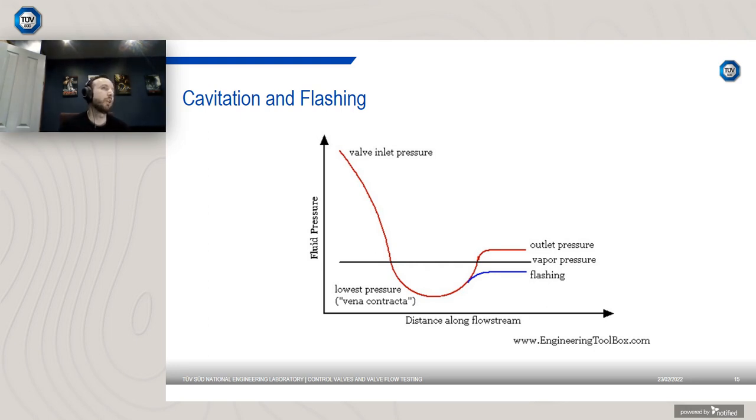Now, if your inlet pressure is not sufficiently high, you can drop below the vapour pressure of the fluid, so vapour bubbles start to form. If the recovery takes it back above the vapour pressure, the bubbles that have formed start to implode and collapse. That's what's known as cavitation. Flashing is similar, where the pressure drops below the vapour pressure, but the recovery is not sufficient, and what you get is a mix of vapour and liquid that travels downstream of the valve.